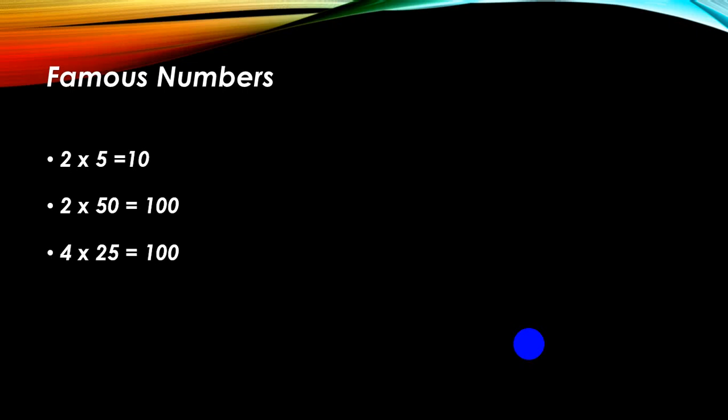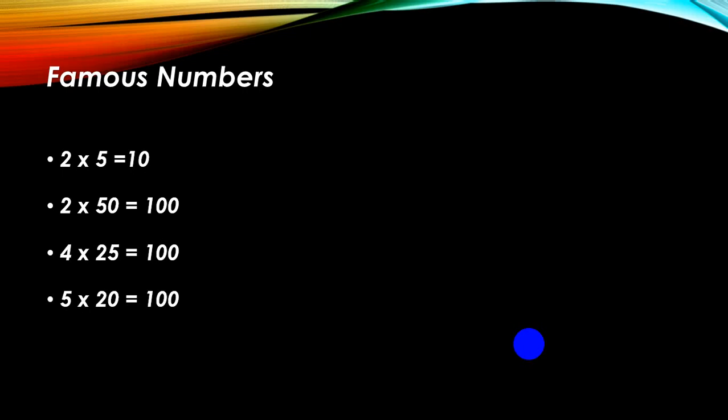Okay, if I have 4 in the denominator, multiply by 25. Or if I have 25, multiply by 4. Why? To give me 100. If I have 5, multiply by 2, like the first one. If you have 20, multiply it by 5. Why? To give me 100.